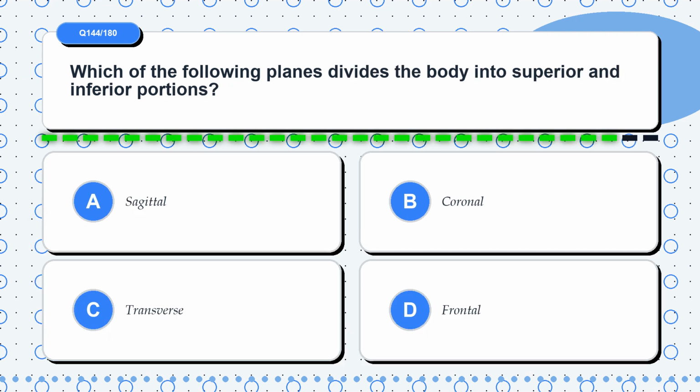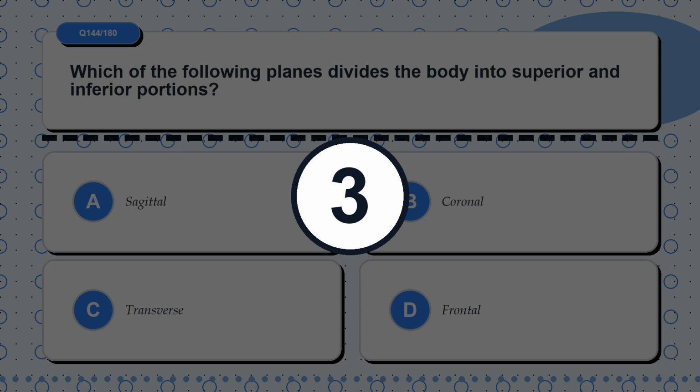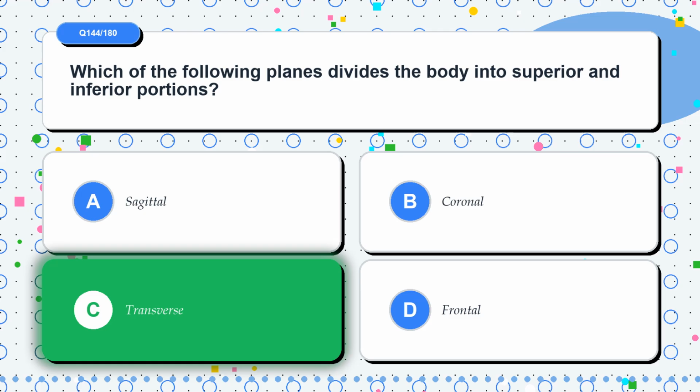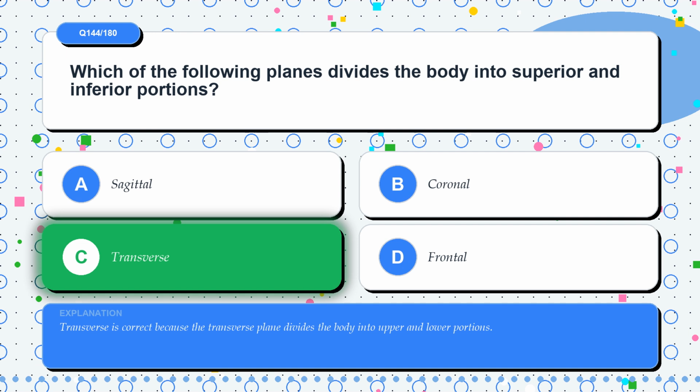Question 144. Which of the following planes divides the body into superior and inferior portions? Here are the options. Option A, sagittal. Option B, coronal. Option C, transverse. Option D, frontal. The correct answer is option C, transverse. Transverse is correct because the transverse plane divides the body into upper and lower portions.